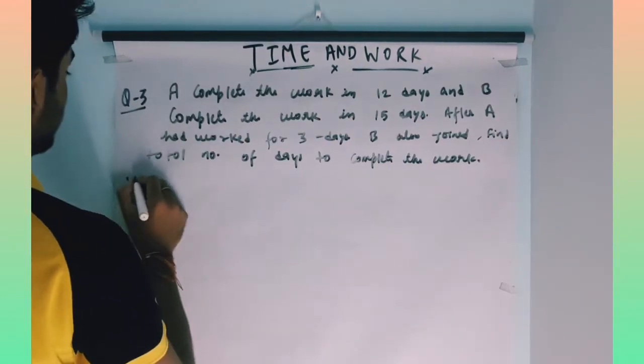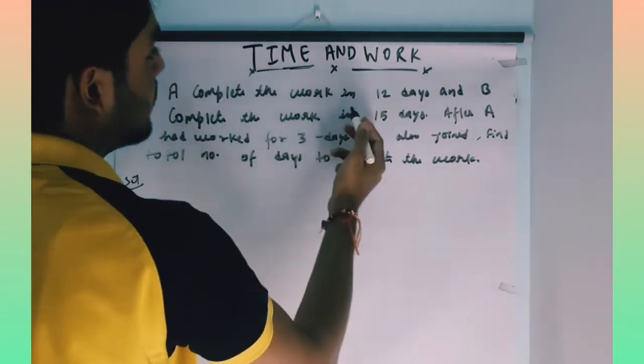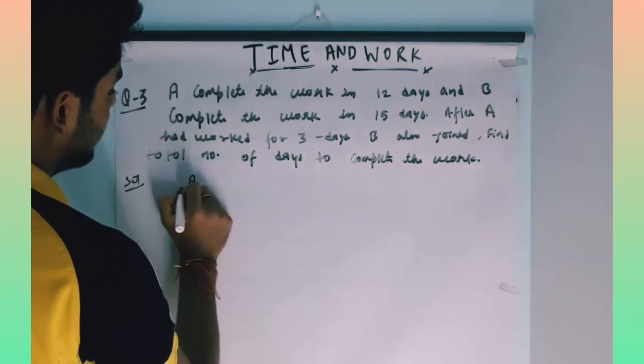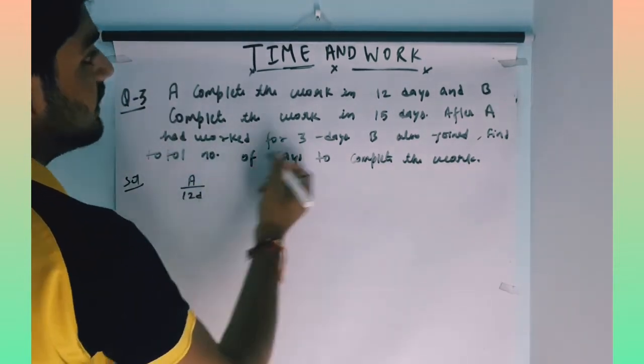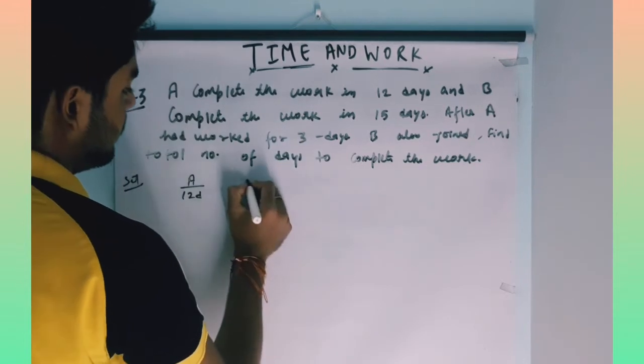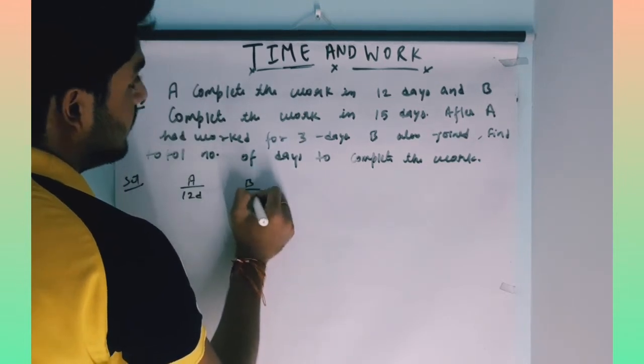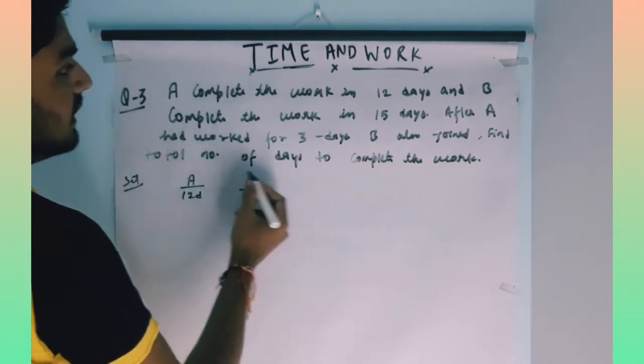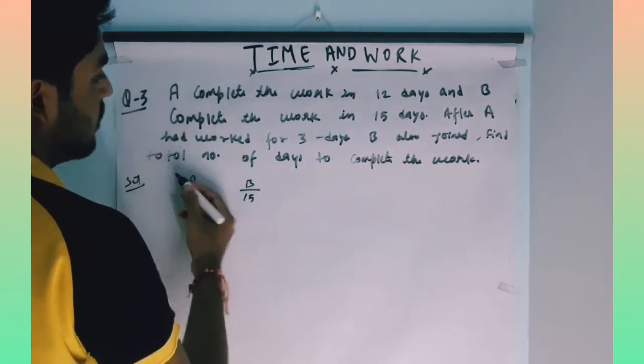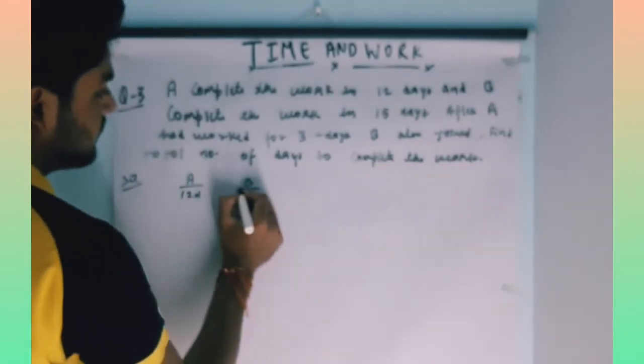Our next question is: A completes a work in 12 days, and B completes the work in 15 days. After A worked for 3 days, B also joined. Find the total number of days to complete the work.